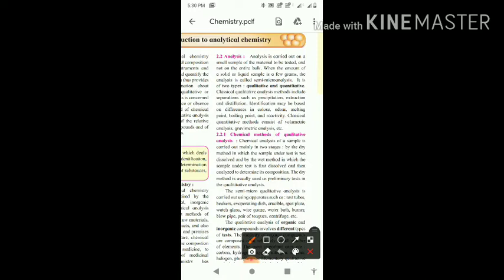And the third important process related to qualitative analysis is known as distillation. You might have heard the words distilled water or distillation. This is the technique of heating a liquid to create vapors, which are collected and separated from the original liquid. It is based on the different boiling points, or we can say the volatility, of the components.